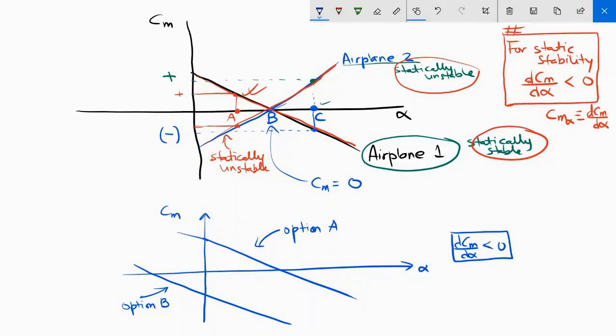Now let's see. In case of option A, at the trim point, we have a positive angle of attack. Right, so note that the trimmed alpha is positive. In option B, trimmed angle of attack is negative.